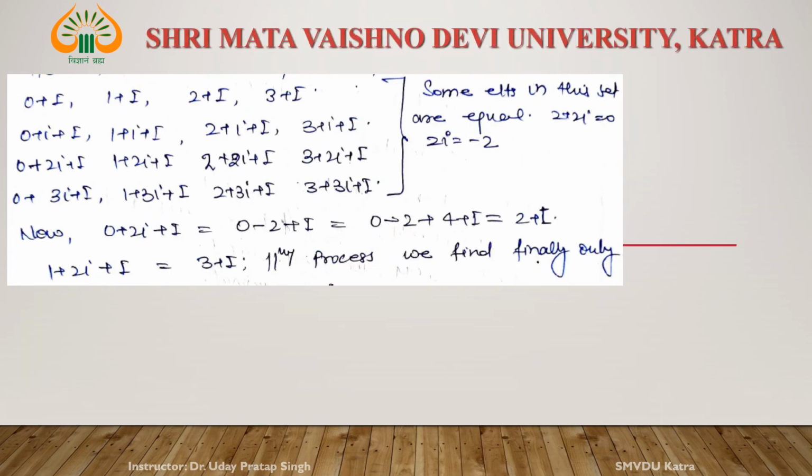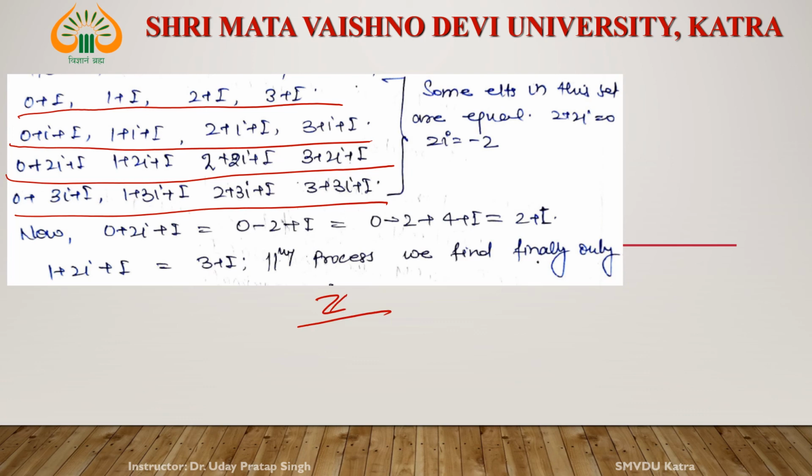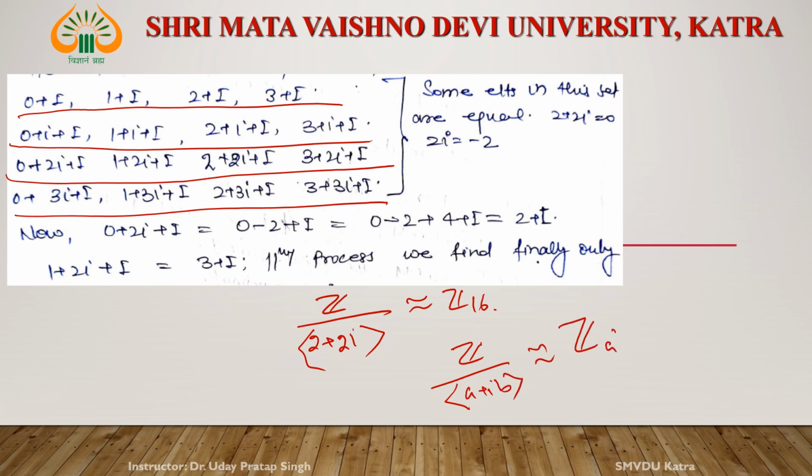What are those 16 elements? These are total 16 elements. Then Z[i] by 2 plus 2i contains how many elements? 16. This is isomorphic to Z16. Now see the general result. The general result is this: Z[i] by a plus ib is isomorphic to Z of a square plus b square. This one is the general result. This is isomorphic to this.